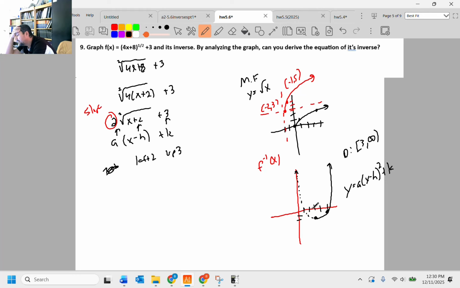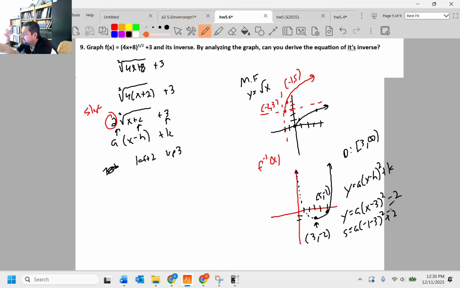Now, I've got my vertex here at 3, -2. I can plug those in. Y equals a times x minus 3 quantity squared minus 2. And if I want the true a value, I can plug in the other point. And the other point was at 5, -1. So 5 equals a times -1 minus 3 quantity squared plus 2. Sorry, minus 2.